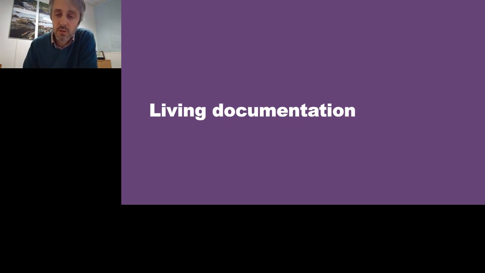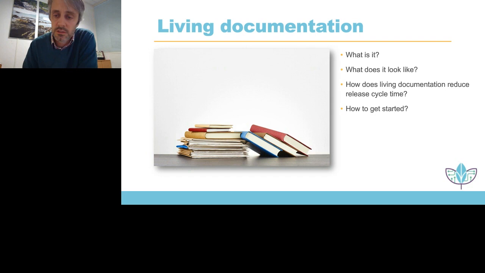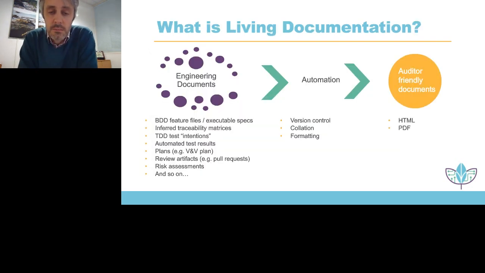So moving on then to living documentation. This one was a really high value find for us. So same format, I'm going to go through what it is, what it looks like, how it reduces the release cycle time, and how to get started. So similar pattern here. We've got a whole bunch of artifacts that if you've got a sort of high-performing Agile team already, these are probably all things that they're doing already, documents they're creating already, BDD feature files, TDD test intentions, etc. All those things there.